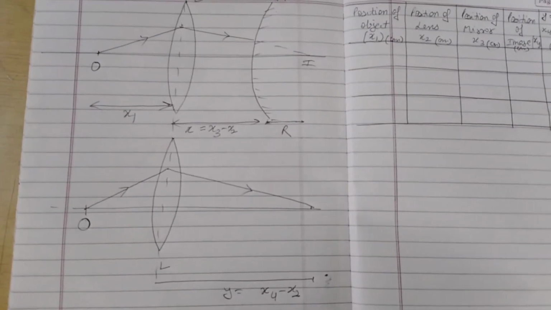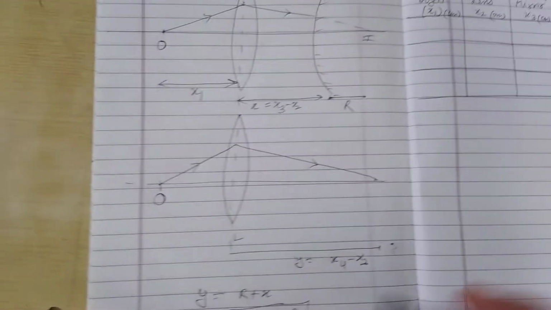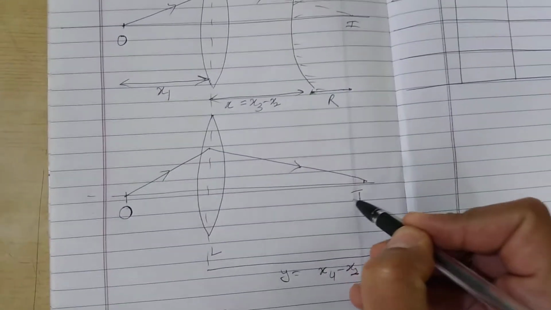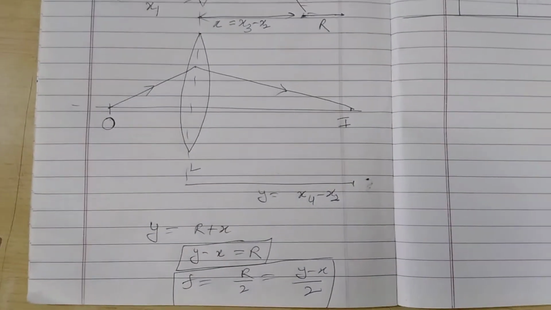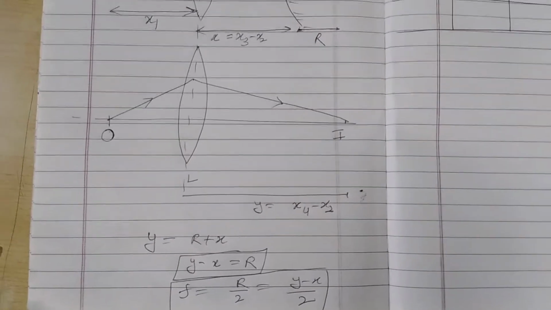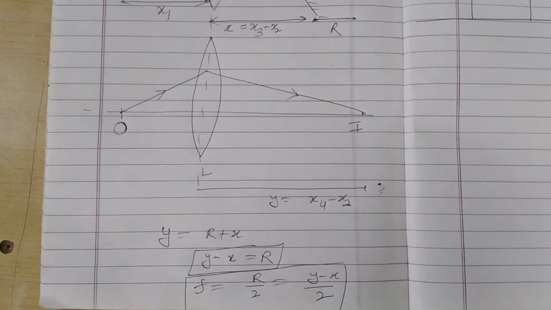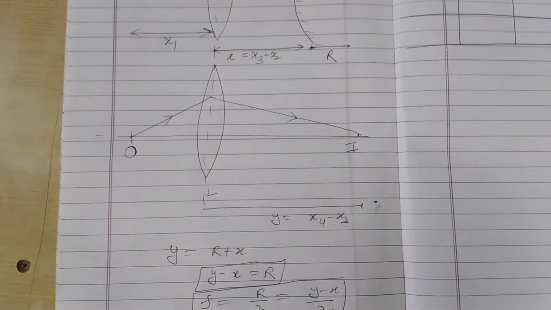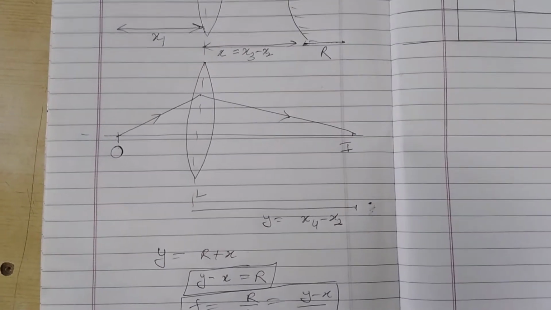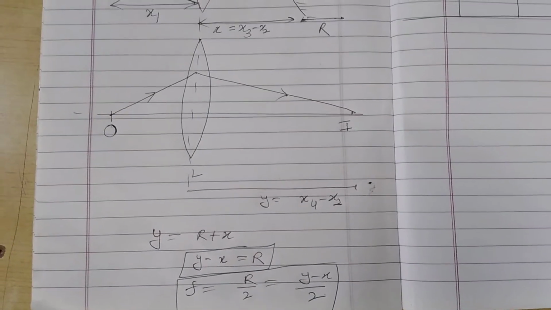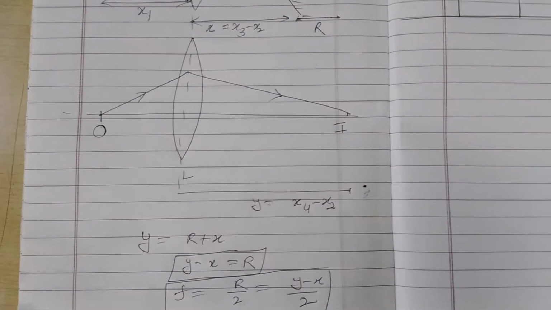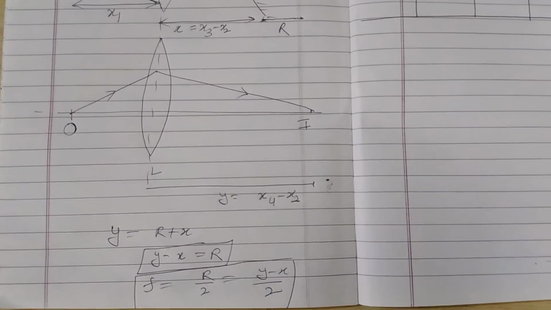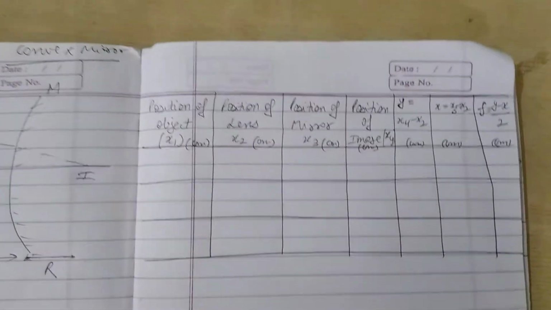So here what we will do, we will just locate the image so that we can find the position of the image using this lens method. After this process we can get y, which is from the lens to image, and you can see from the figure that y is equal to r plus x, so that r is y minus x, and the focal length is radius upon 2, so that is (y minus x) upon 2. So this is the required table.